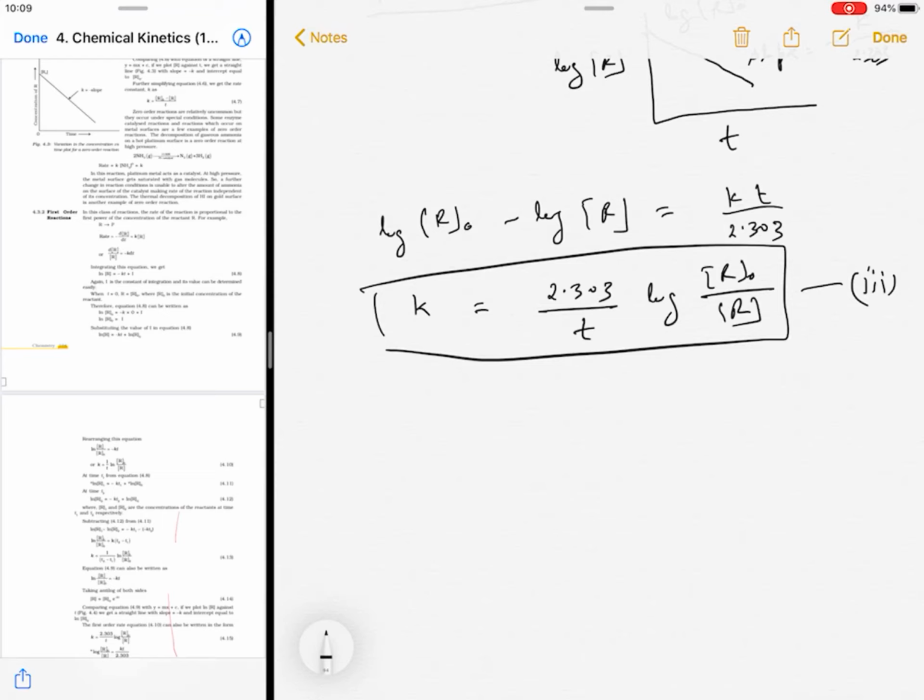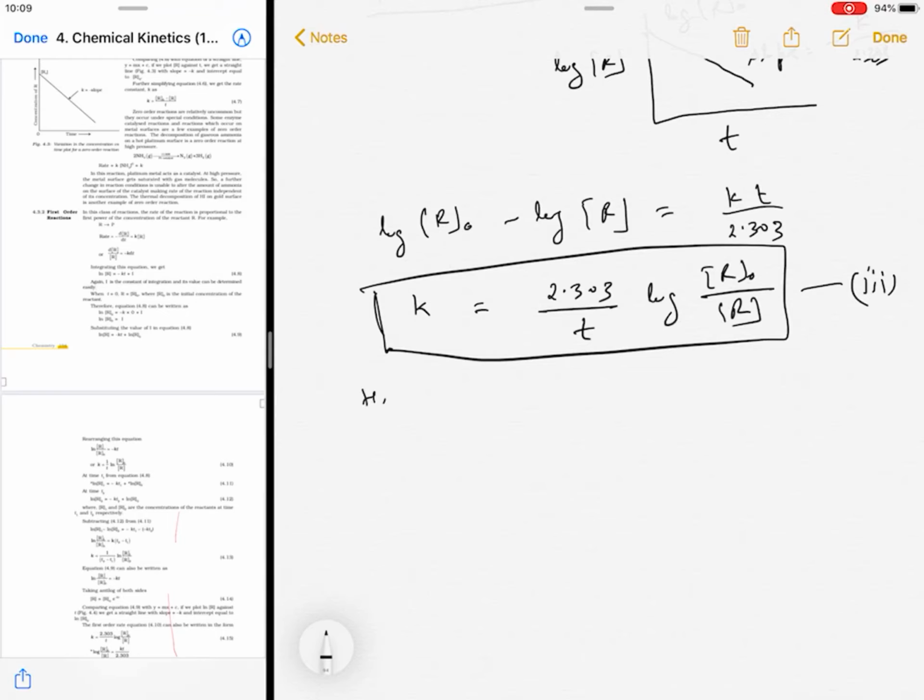Suppose we know the initial concentration of reactant, the final concentration of reactant and the rate constant, we can calculate the time for completion. Similarly, if we know the rate constant, initial concentration and final concentration, time is calculated. If time and rate constant are known, and initial concentration is known, we can calculate the final concentration. So these types of numericals are based on this equation.